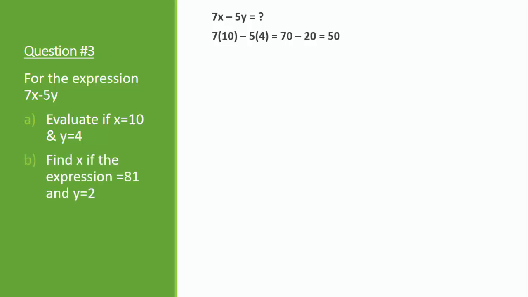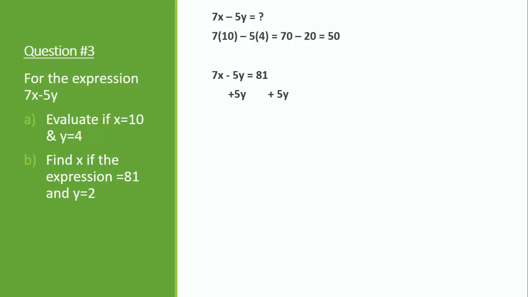Then they ask us to find x if the expression is equal to 81 and y is equal to 2. So we write the expression again, and this time we were told to solve it with the expression being equal to 81. So we plug that in, and then further use the value of y equal to 2. So we're going to replace every occurrence of the variable y with the number 2. Well, actually, first of all, I'm going to rearrange the formula. I like to get it so that we're solving for x, so I'm going to solve this equation for x.